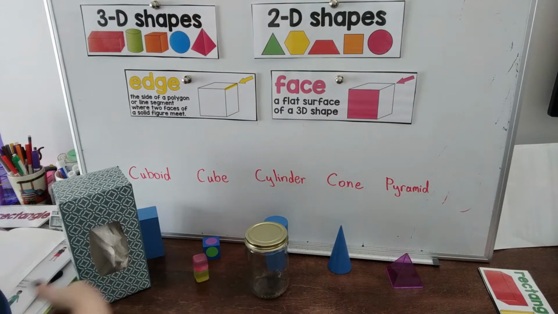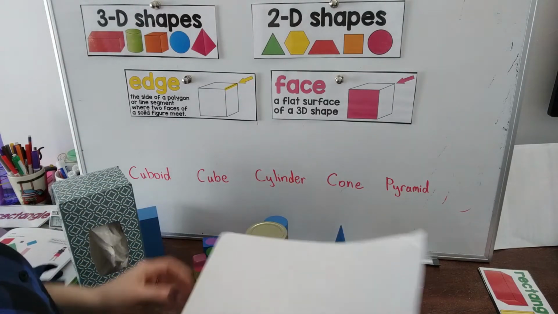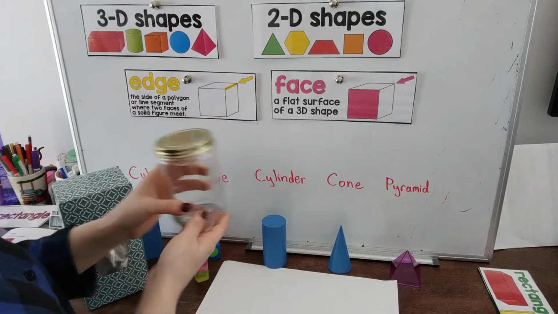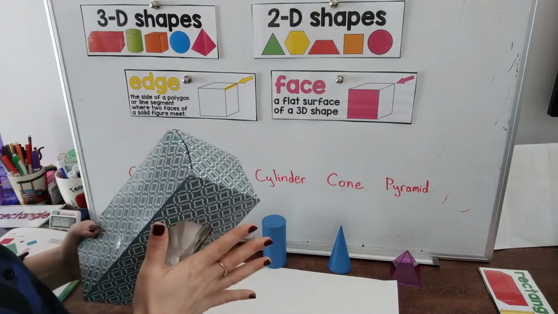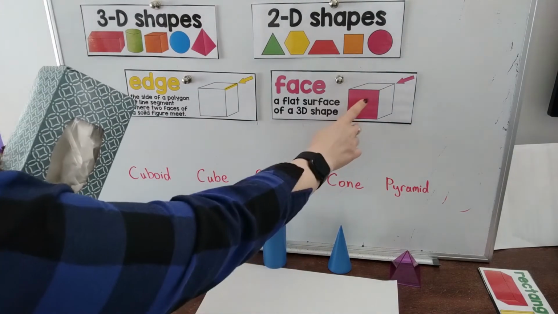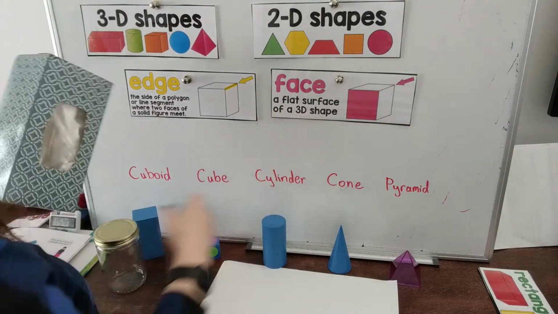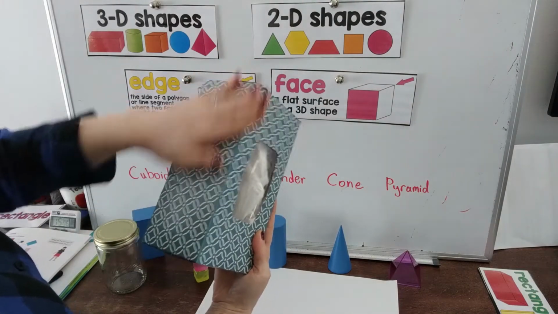So for this, what we're going to do is we're going to take a sheet of paper, we're going to put it on the table, and we're going to use our objects, the three-dimensional objects, to trace the faces. So the face of a three-dimensional object is the flat surface of a 3D shape. So this is the flat surface, so this is the face of an object.